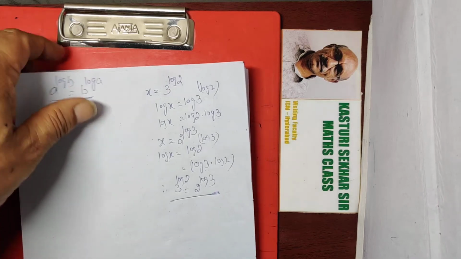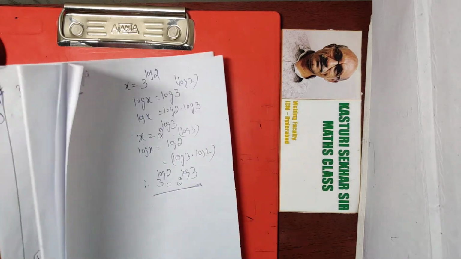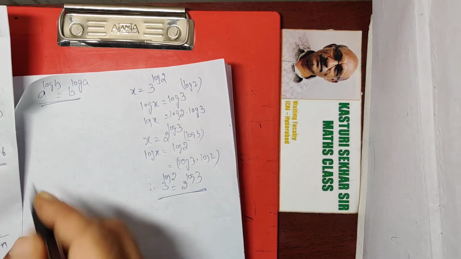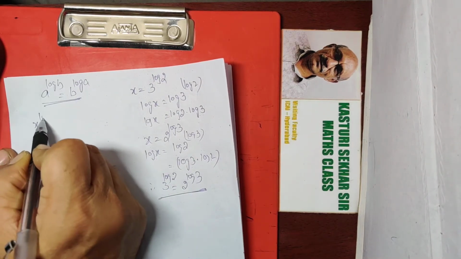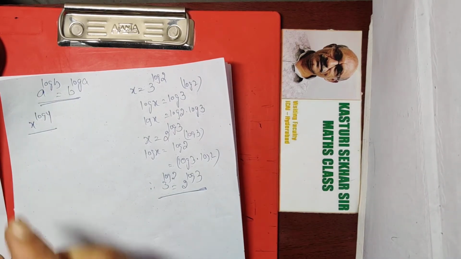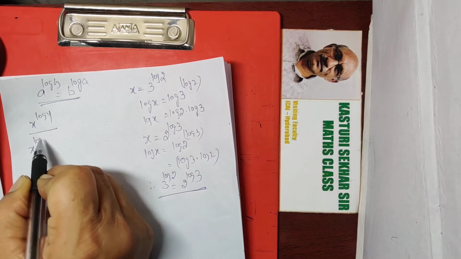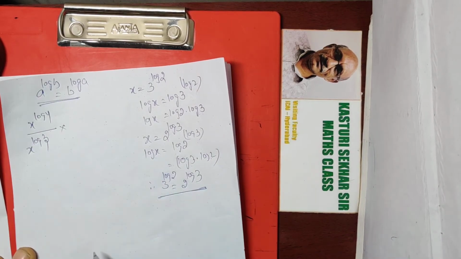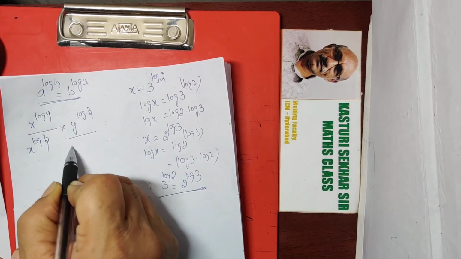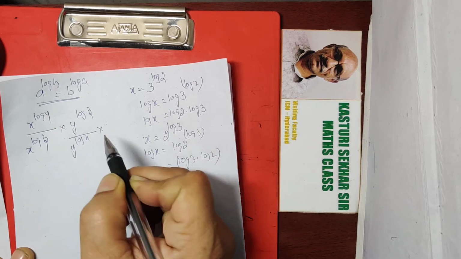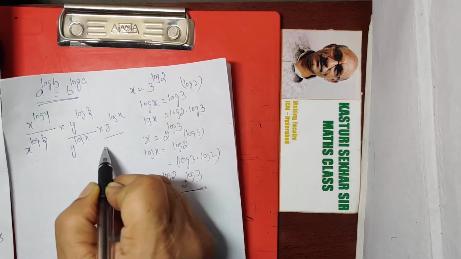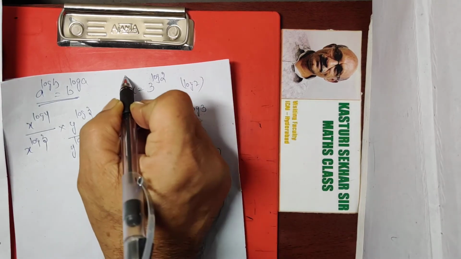Now, what is obtained here, sir? X to the power log y divided by x to the power log z into y to the power log z divided by y to the power log x into z to the power log x divided by z to the power log y.